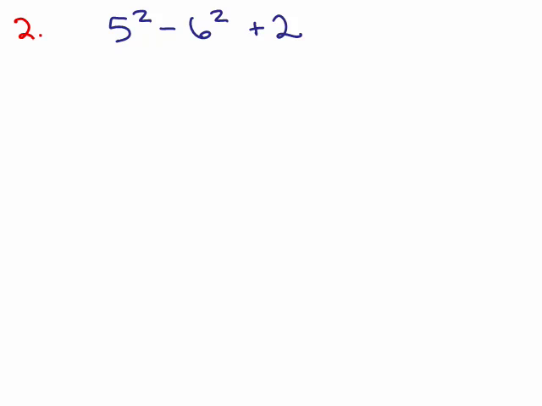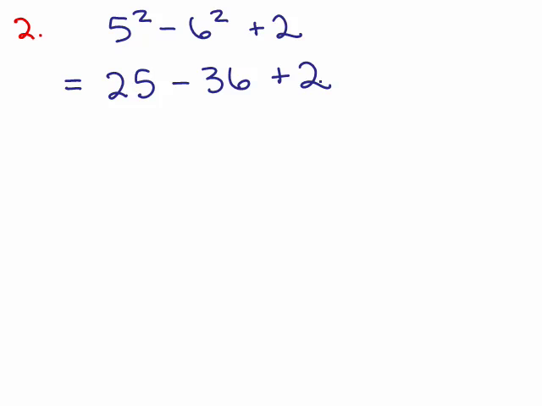All right, the next problem to simplify is 5 squared minus 6 squared plus 2. Again, using the order of operations. There are no parentheses. Next, you look for exponents, and we have 5 squared. We also have 6 squared. So we do both of those. 5 squared is 5 times 5, so that's 25. 6 squared is 36. Then we have plus 2.